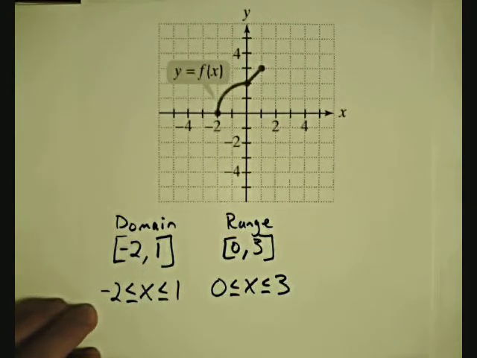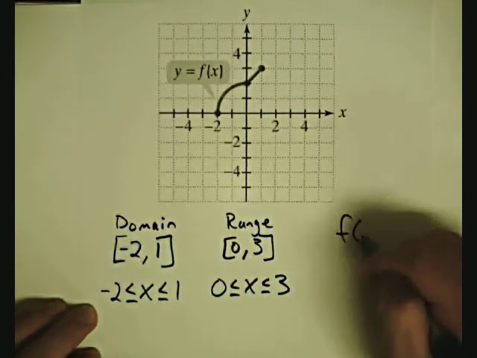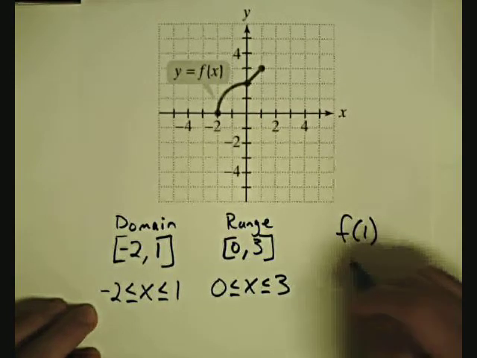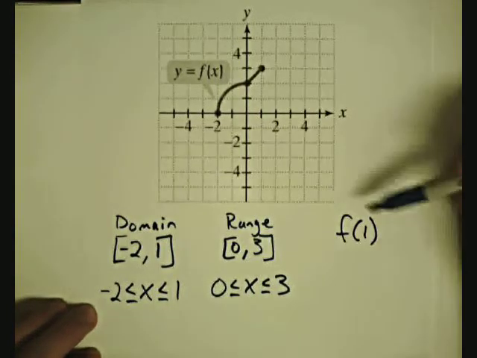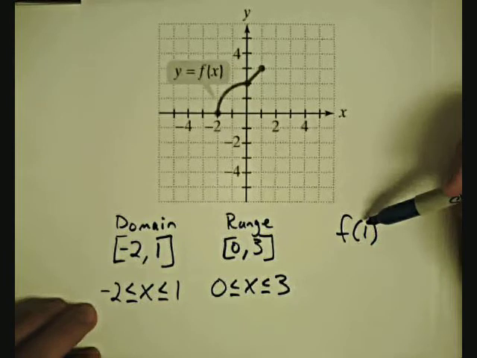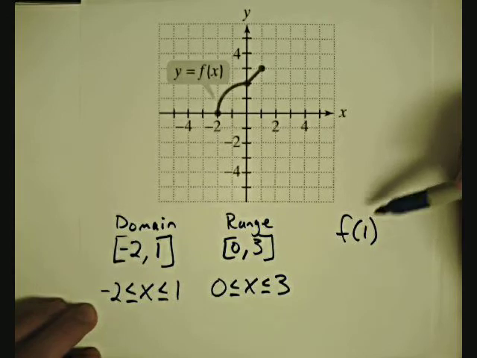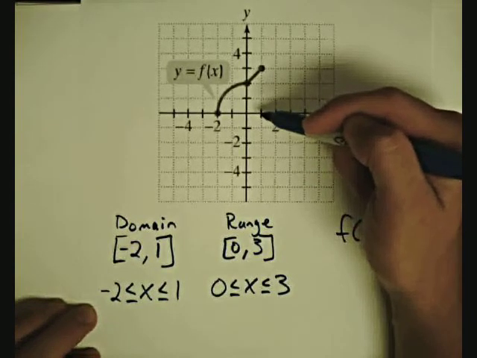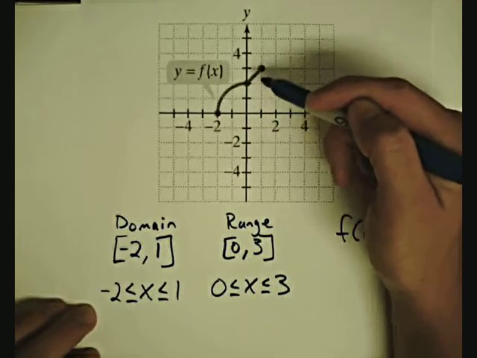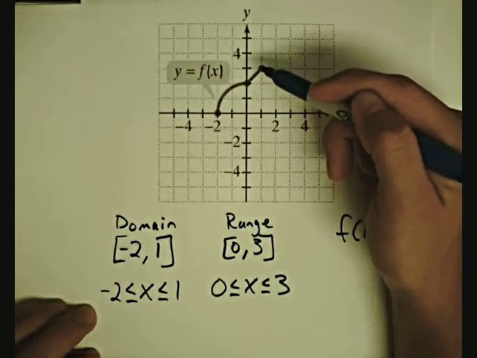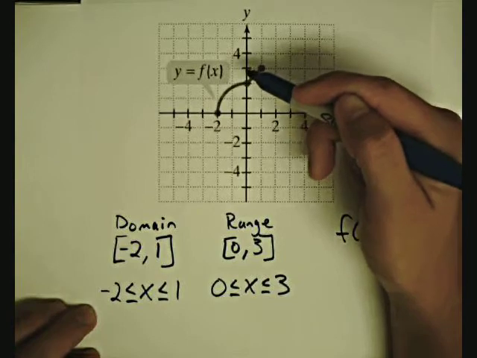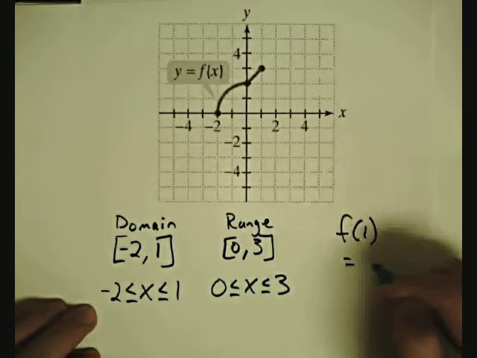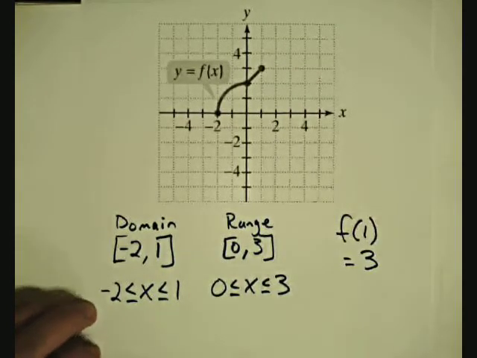Part C of example 5 asks us to find f of 1. Remember what that means? It's telling us that the x value is 1, and we need to express what the y value is when x equals 1. So if we go to x equals 1 and find where our function is here, that corresponds to a y value of 3. So f of 1 equals 3.